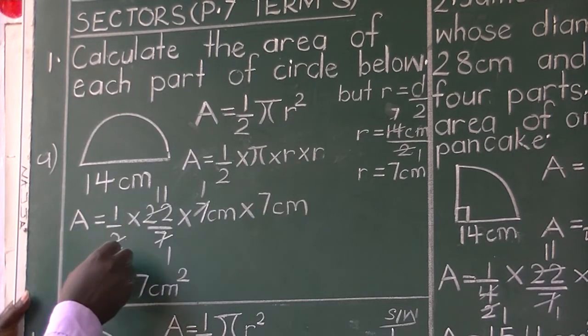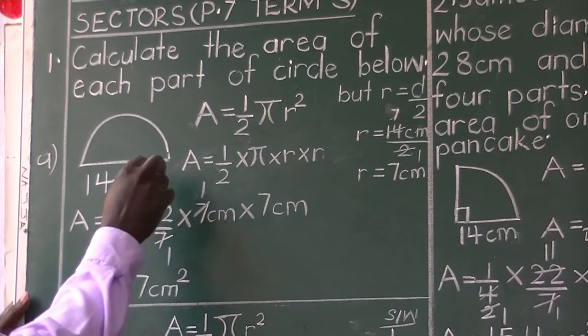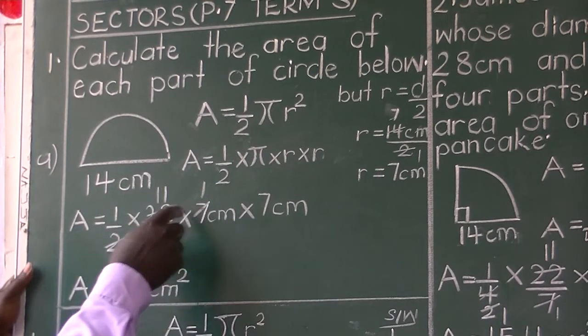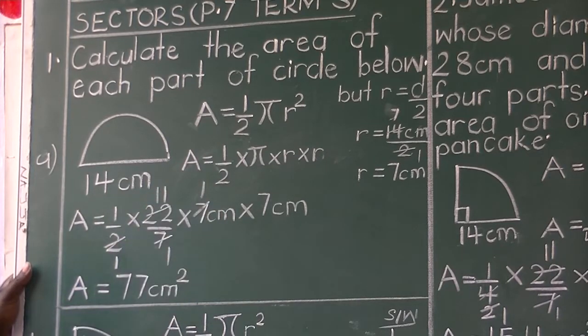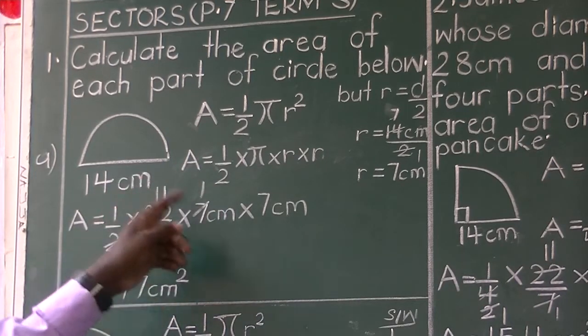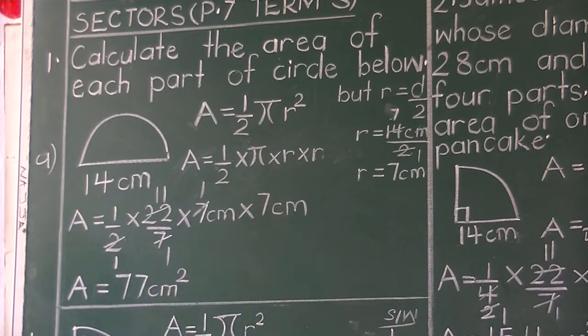So we say 2 divided by 2 once. 22 divided by 2, I've got 11. Now I've got 7 and 7. 7 divided by 7 once, 7 divided by 7 once. So I've got 11 centimeters times 7 centimeters, where 11 times 7 gets 77, and centimeters times centimeters gets centimeters squared. So the area of this semicircular object is 77 centimeters squared, and that is the area of a semicircle.